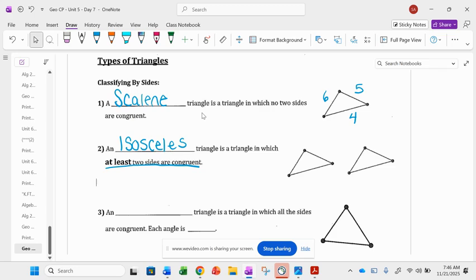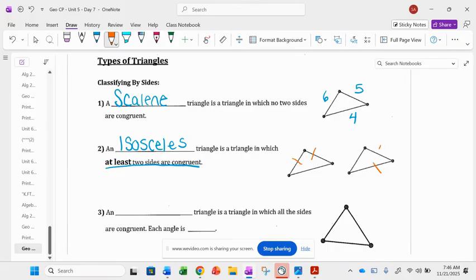Three sides of a triangle congruent? Is that at least two sides? Yes. So even if I have three sides congruent, it's still considered an isosceles triangle. But for the purpose of this class, whenever I say it's isosceles, it will mean that two of the sides are congruent.